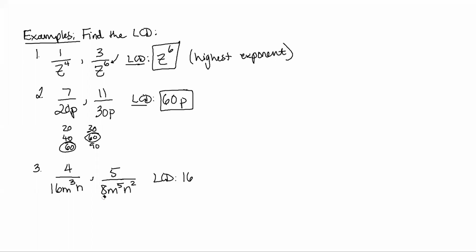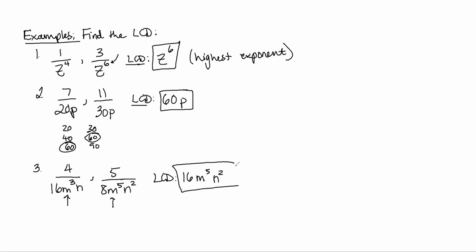And now if we look at our next variable, we have an m in each of these, and then we have n. So we're going to focus on these separately. If we look at the m's first, the most number of m's we have in one fraction: we have 3 in this first one, 5 in the second one. So the most in one fraction is 5, so m to the 5th. And again, just your highest exponent. And then our n's, we have 1 n on the left, 2 n's on the right. The largest number of n's is 2.